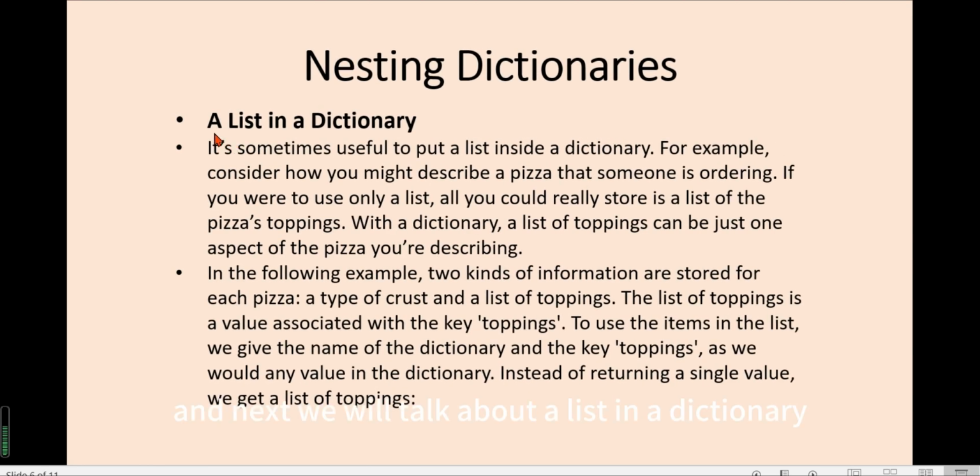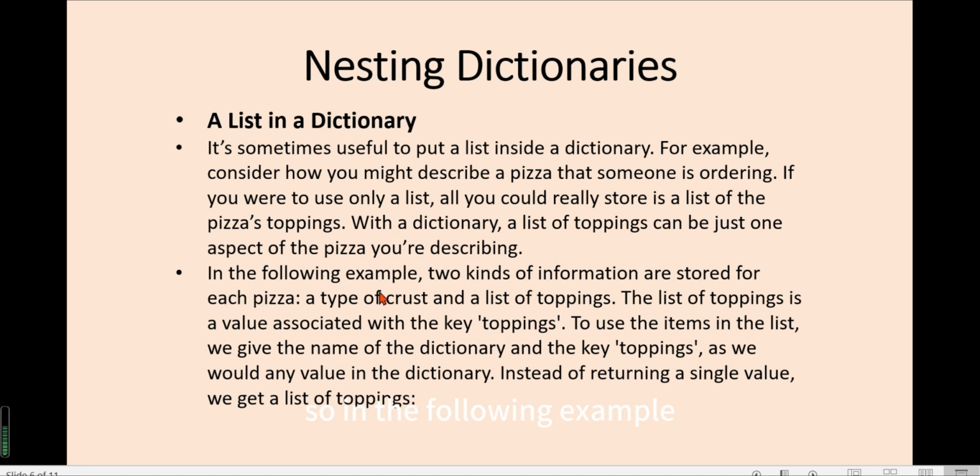And next, we will talk about a list in a dictionary. It is sometimes useful to put a list inside a dictionary. For example, consider how you might describe a pizza that someone is ordering. If you were to use only a list, all you could really store is a list of the pizza's toppings. But with a dictionary, a list of toppings can be just one aspect of the pizza you are describing.